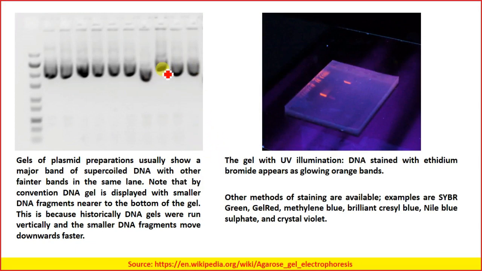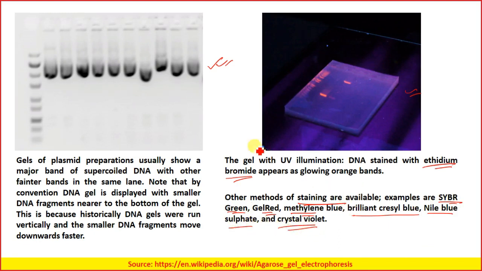Now this is how a gel looks, and when we take out the gels and put them through EtBr fixation, we get this. Other types of staining methods are also available, and some examples are SYBR Green, GelRed, methylene blue, brilliant cresyl blue, Nile blue sulfate, and crystal violet.